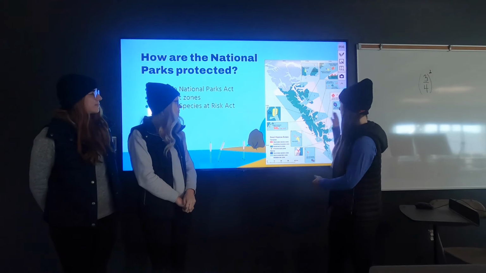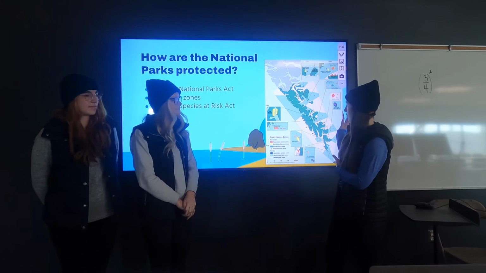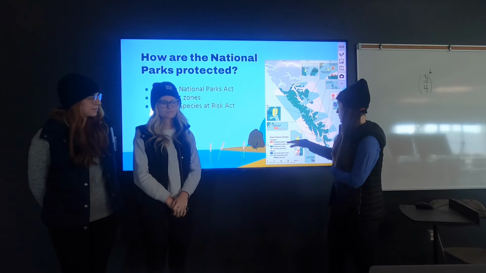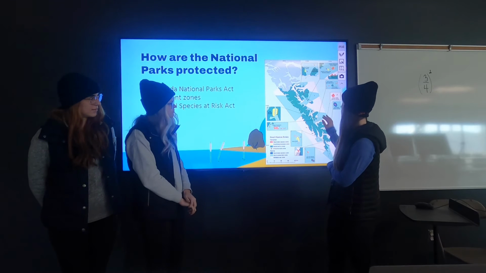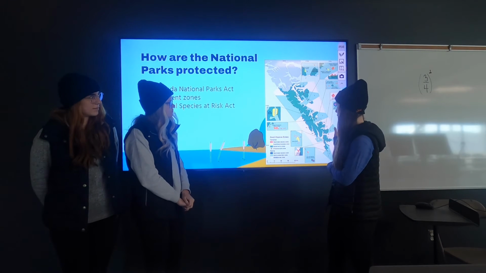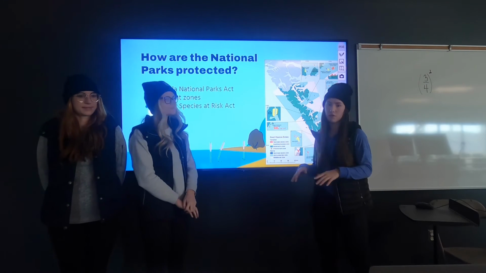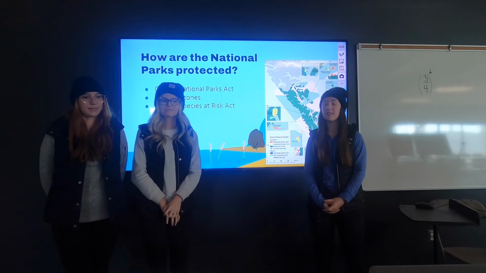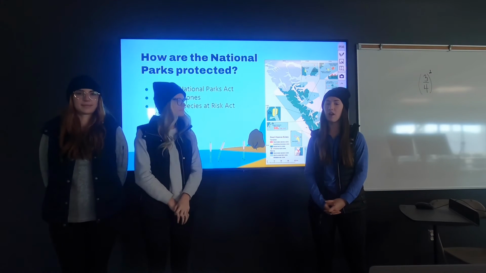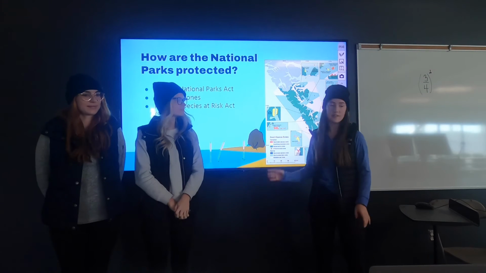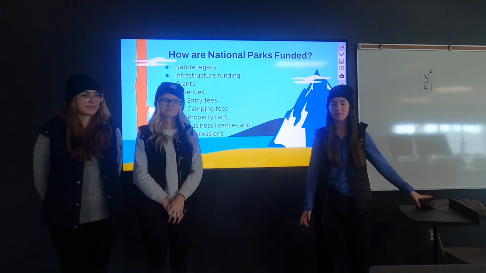So as we see on the screen here are some examples of different zones, restricted access. So that just means the areas that have red, for example, means that you cannot go in these zones. The Federal Species at Risk Act helps with the protection and recovery of endangered species, also known as SARA.